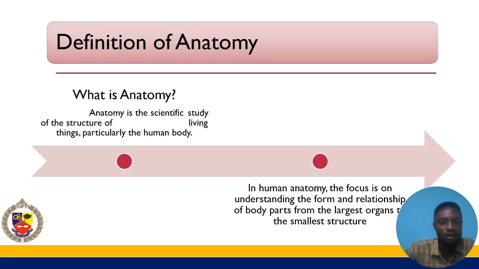Let's look at the definition of anatomy. Anatomy is the scientific study of the structure of living things, particularly the human body. So anatomy studies the internal structure of living things, particularly the human body. That is, looking at the gross anatomy, the internal structure of the living that is physical to the eyes.